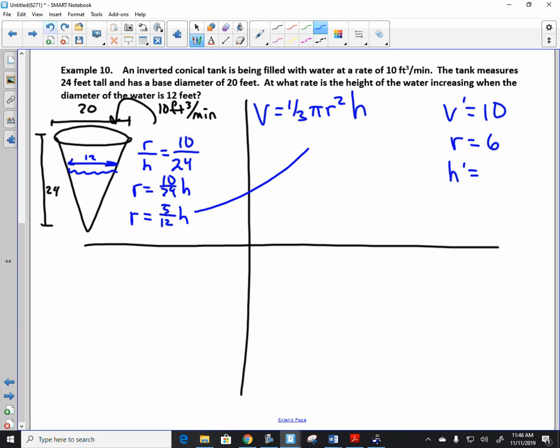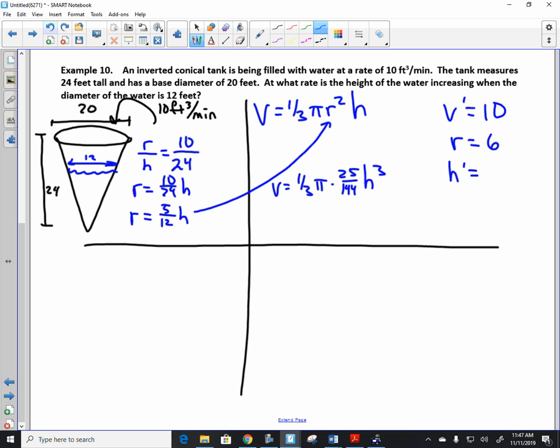I can take that and plug that in for R. So now I have volume is 1/3 pi times 25 over 144 h cubed. Somebody, 3 times 144. I have to take the h and square it to get h squared, times another h to get h cubed.